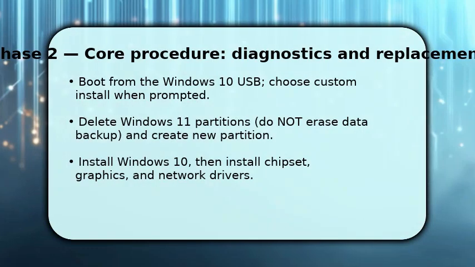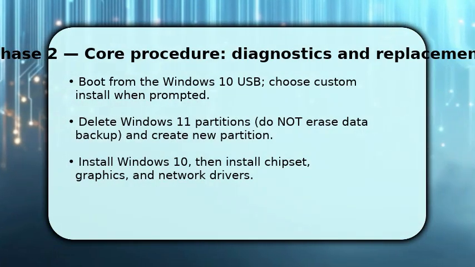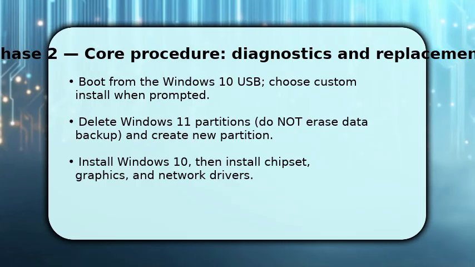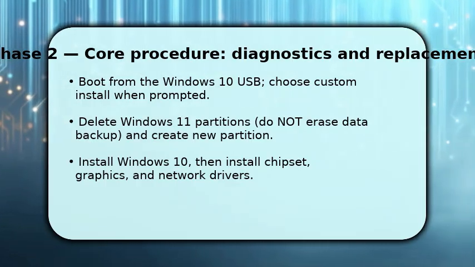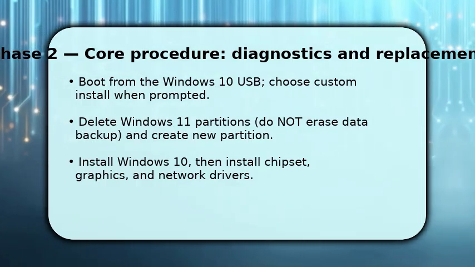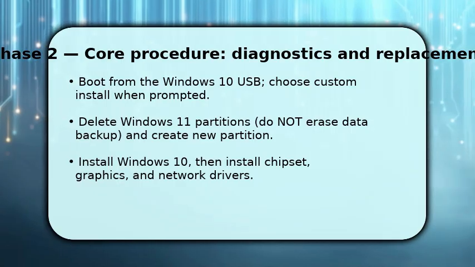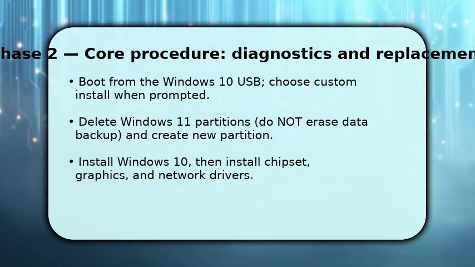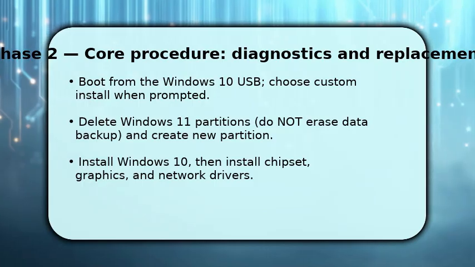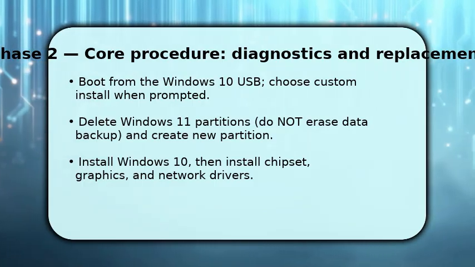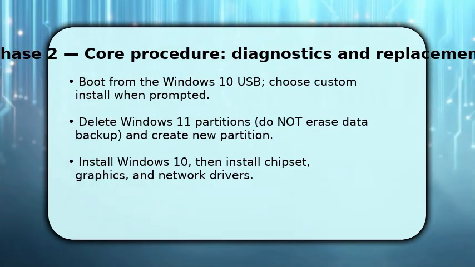Boot from the prepared Windows 10 USB and choose Custom. Install Windows only. At the partition screen, identify and delete the partitions used by Windows 11. This removes the old OS. Then create a new partition in the freed space and format it. Proceed with installation. Windows will copy files and restart several times.